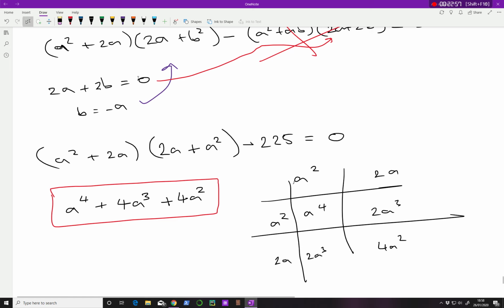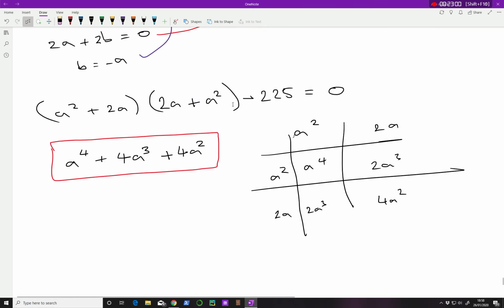Now I'm not going to go through how to factorize quartics. I'm just going to go straight onto the Desmos graphing calculator and type this whole expression into the graphing calculator.